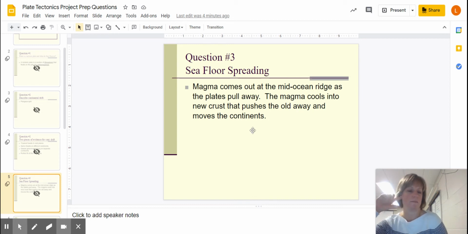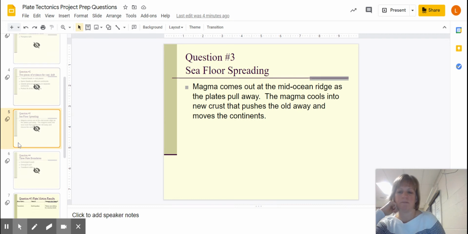Now, once the magma's out, you have to add this part. The magma cools into new crust, and then instead of just covering the old, it behaves more like a chisel and pushes the old oceanic crust away to move the continents. So that's what happens during seafloor spreading.